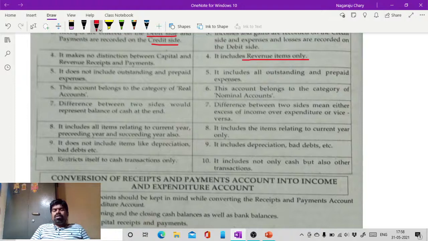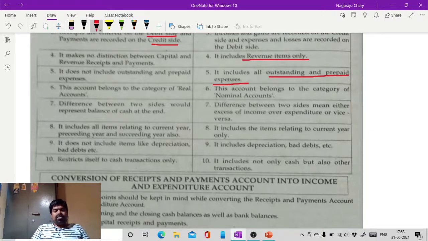Prepaid and outstanding expenses, or you can say receivable and payable items, are not to be considered in preparing the receipts and payments account. But in the income and expenditure account, they are to be considered. All the receivables and all the payables for a particular period are to be considered. Okay. Next difference.